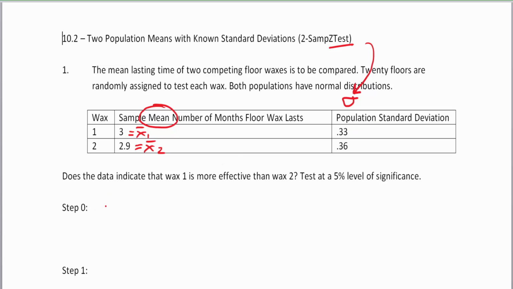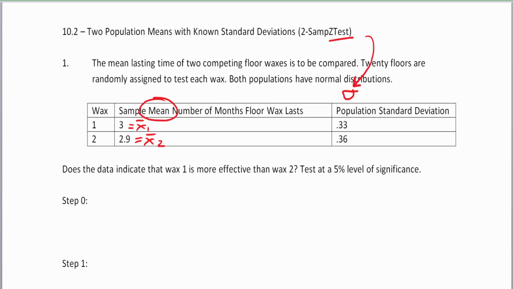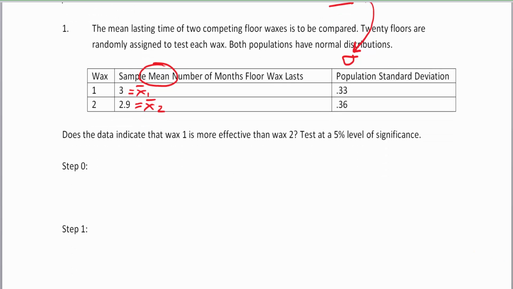So step 0 is usually used to read over the problem, pick out the important details, and make a table. But you can see here in our first example, the table's already given to us. So step 0 is not really necessary since most of the work is done. Now step 1 is going to be to label our null and our alternative hypothesis.